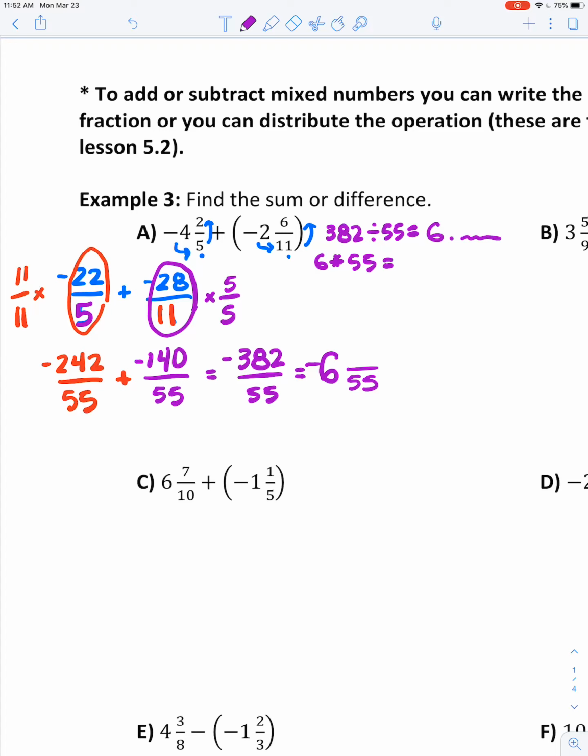And when you do that, you should get 330. So that's how many we took out. So if we started with 382 and we took out 330, how many is left? Well, that is 52. So that is the number that goes right here. And 52 over 55 can't be simplified, so that is our final answer. Negative 6 and 52 over 55.